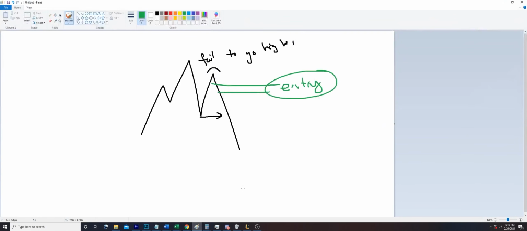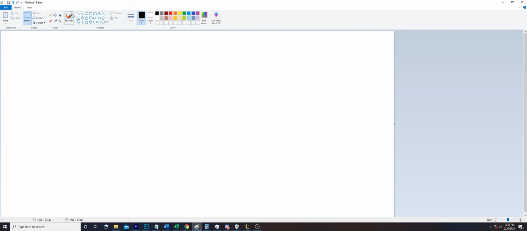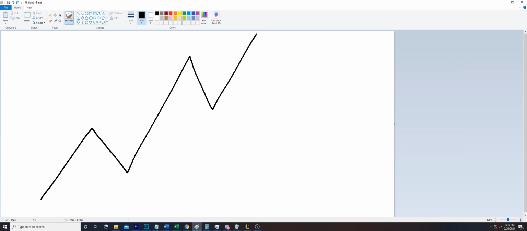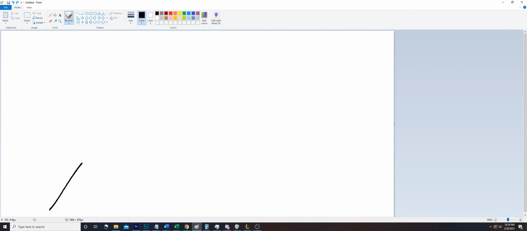So let's go to Paint very quickly. Let's delete what we had here. Let's outline the idea of Elliott Wave and then put that together with smart money. The idea, like I said, is this five-wave pattern to the top. So you have 0 to 1, 2, 3 to 4 to 5. Okay, actually let's make it a little smaller. Here you have 1, 2, 3, 1, 2, 3, 4, 5.